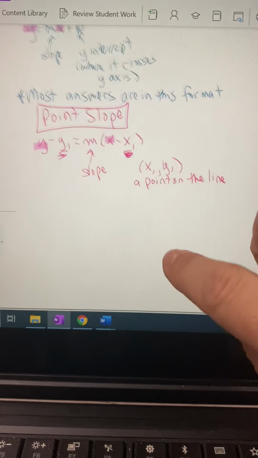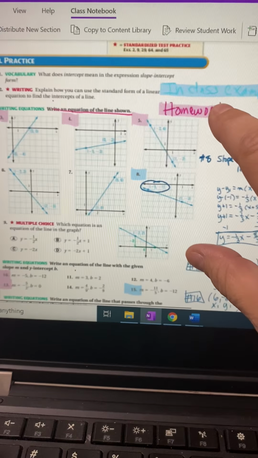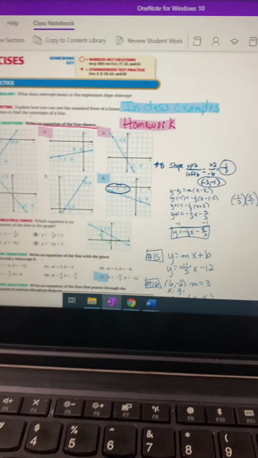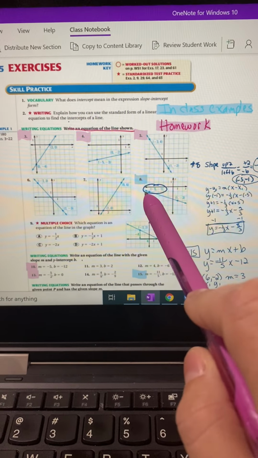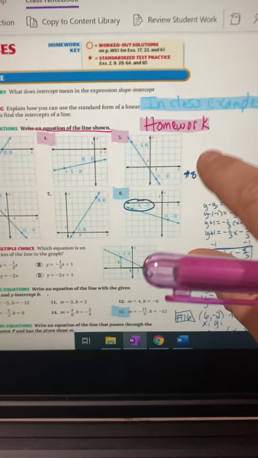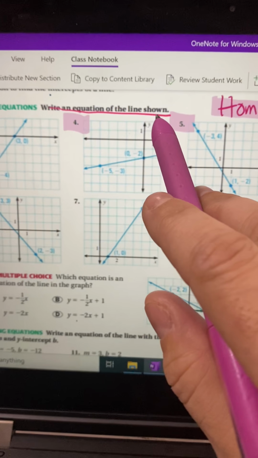So continuing on, the way I did today's lesson was not using the examples, but to use problems that I'm asking you to do for homework. So for each problem or each section, I'm having you do the pink ones for homework. I'm doing a blue one with you. So starting with the first one, with number 8, it asks you to write an equation of the line shown.